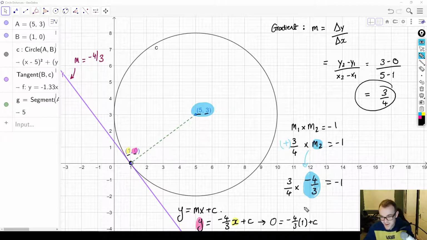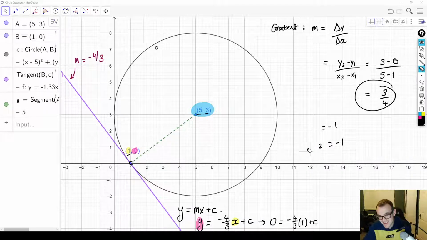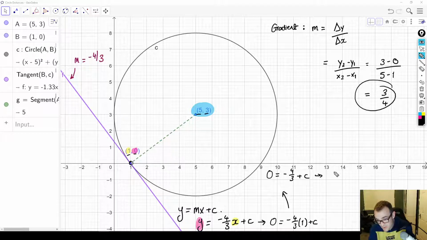I'm running out of space. Uh-oh. Get rid of this here for a moment. Okay. So let's take this number over here. 4/3 times 1 is just 4/3. Take the 4/3 over so it changes sign. And I get positive 4/3 out as my constant there.